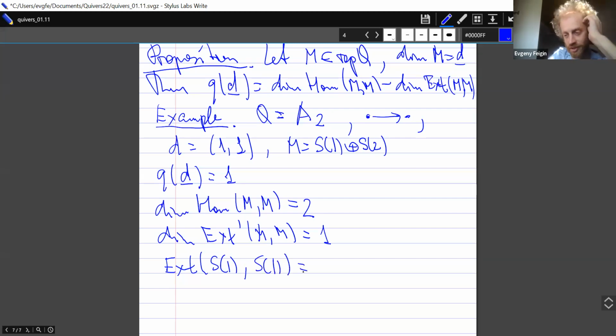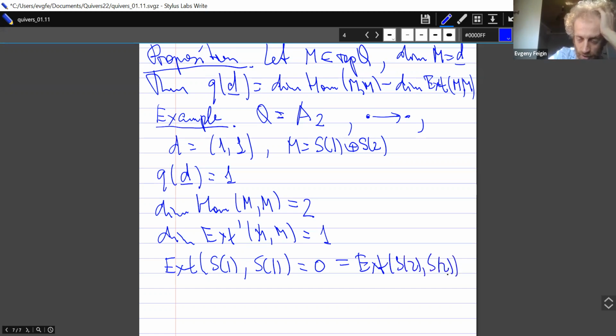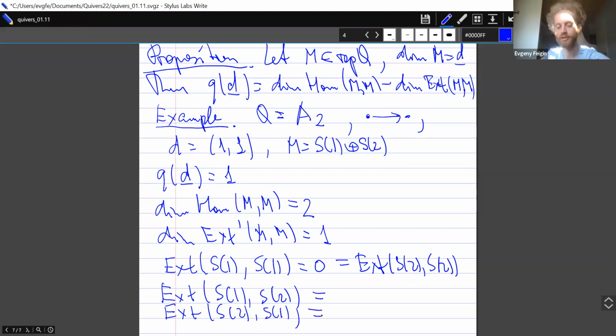So we can say that the extension between two S1s is 0. So there's no way to extend S1 by S1 non-trivially. And similarly, the extension of S2, S2. And we have two other guys, Ext(S1, S2) and Ext(S2, S1). So which one is trivial and which is not? So the first one is trivial, and this one is 0, and the bottom one is 1. Oh, so Igor, Andrei, do we need to discuss this in more detail?